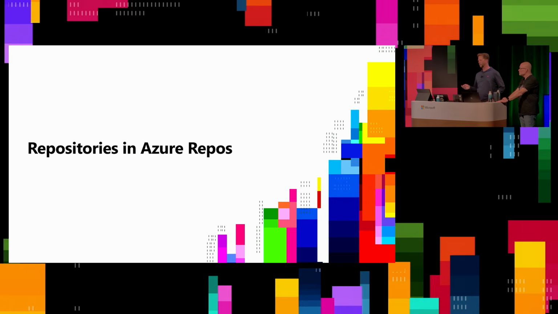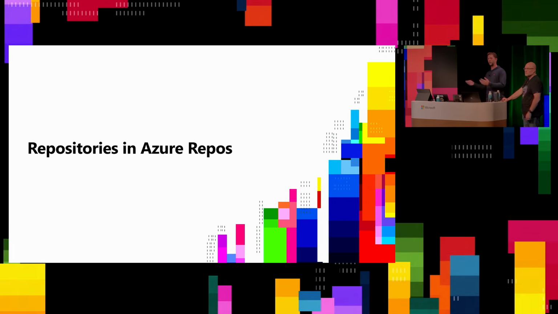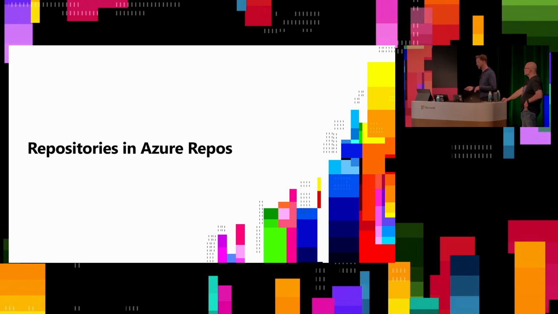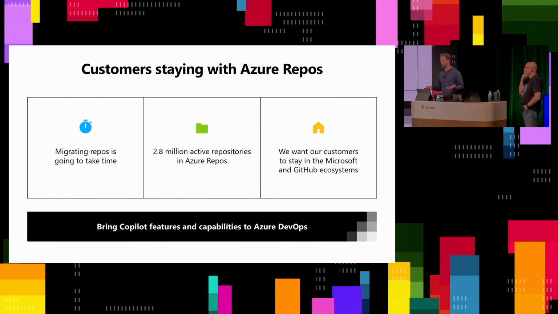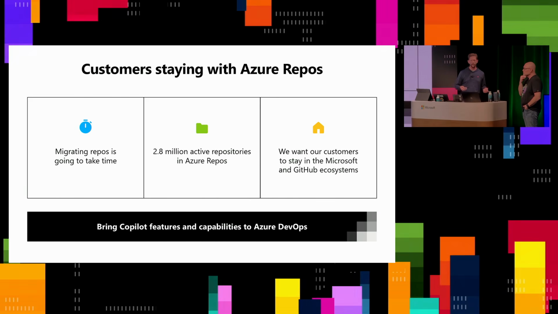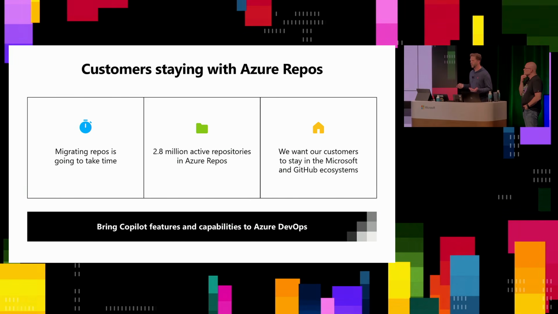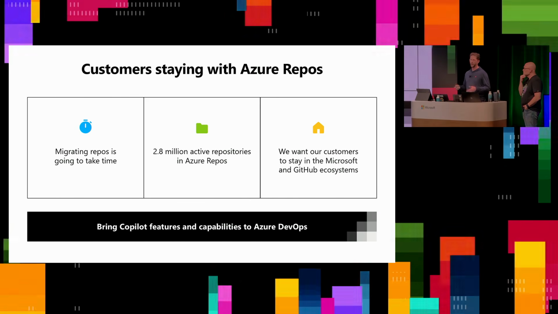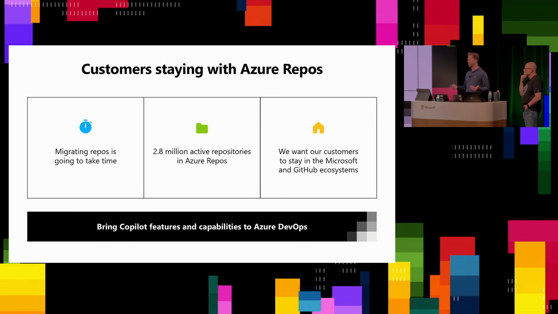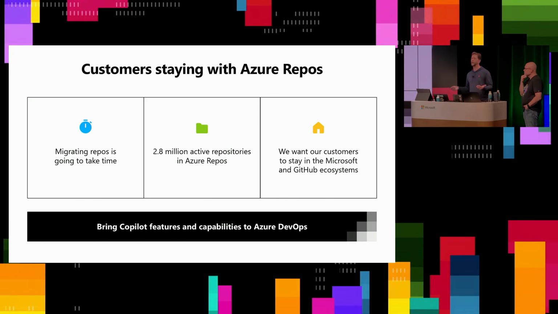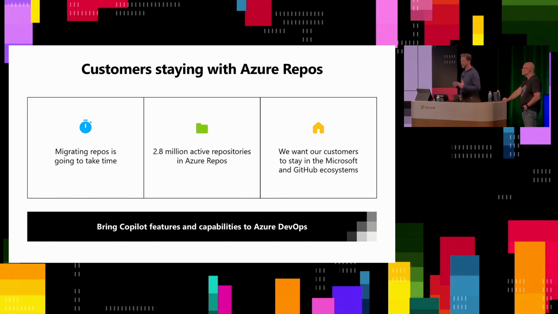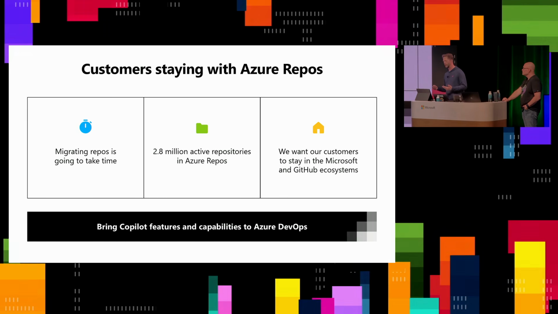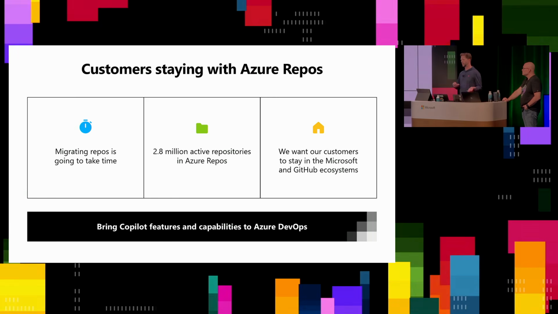All right, so for those customers that aren't moving their repos over or haven't moved their repos over yet or are going to stay in Azure DevOps, there's obviously a variety of reasons why people stay in Azure DevOps, right? If we take a look at the data, we have about 2.8 million repos that are active inside of Azure DevOps. Not all these folks are going to be able to move in the short term, and it's going to take people time, whether it's compliance reasons or tooling reasons, et cetera, to move those things over.